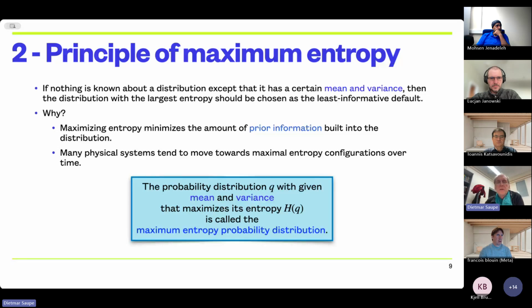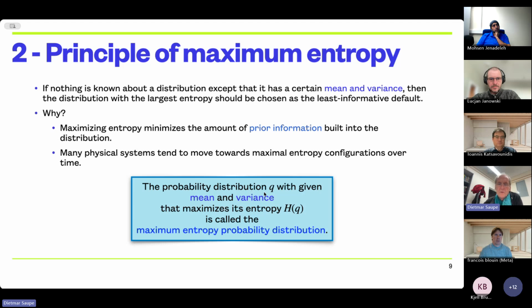Okay, that was the first type of model. The second type of model is something that was really new. The first one was known, not invented by us. But this one here is a new one, and it's based on the principle of maximum entropy, which for this case says if nothing is known about a distribution except that it has a certain mean and a certain variance, then the distribution with the largest entropy should be chosen as the least informative default. Why is this? The maximum entropy minimizes the amount of prior information that is built into this distribution, and many physical systems tend to move towards this maximal entropy configuration over time. So there is evidence in natural sciences and in information theory that says one should use these distributions if we have prior information that consists of mean and variance only.